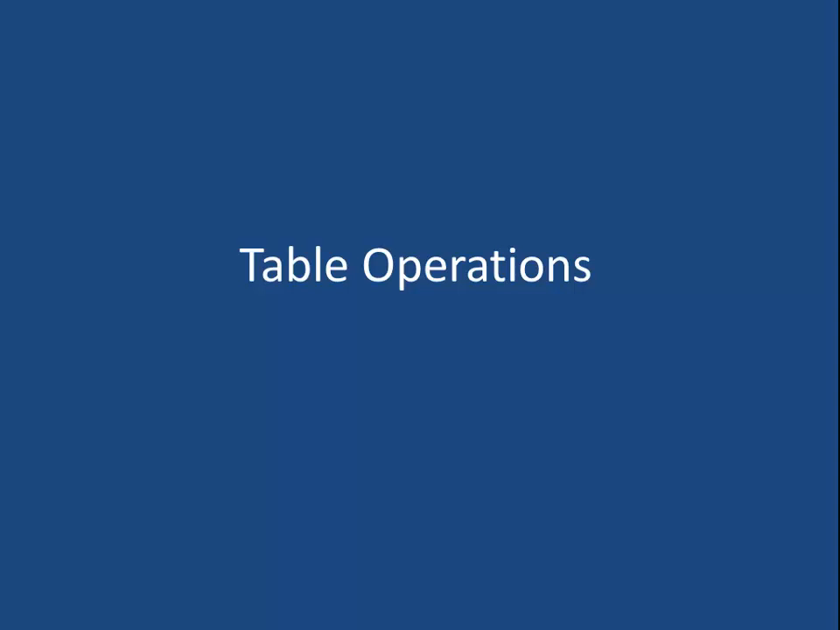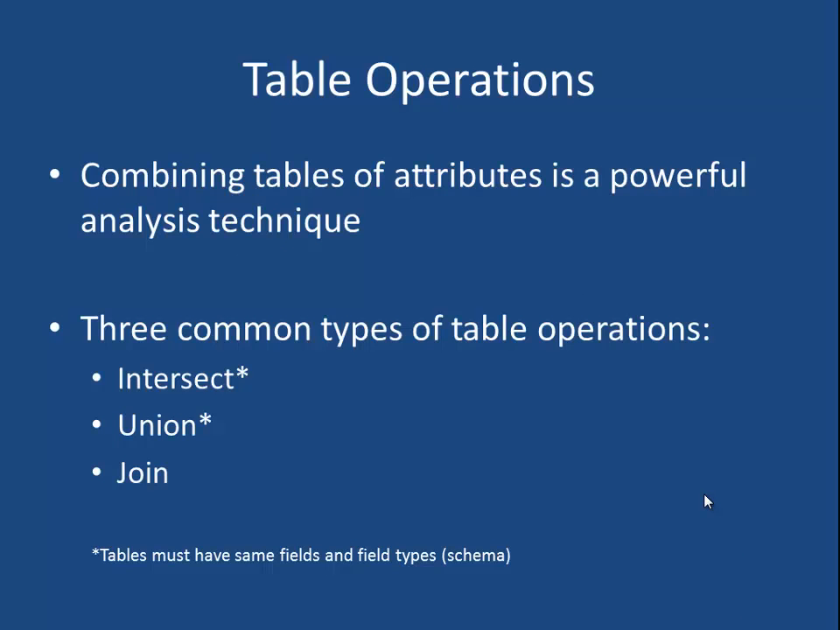In this section, we're going to discuss the concept of table operations and how they apply to attribute tables in geospatial data sets. Combining tables of attributes is a really powerful analysis technique. There are three common types of table operations: intersect, union, and join. Each one of these operations combines tables in different ways and for different purposes.